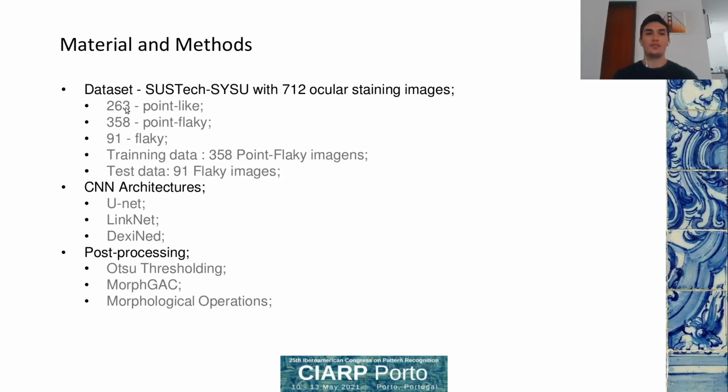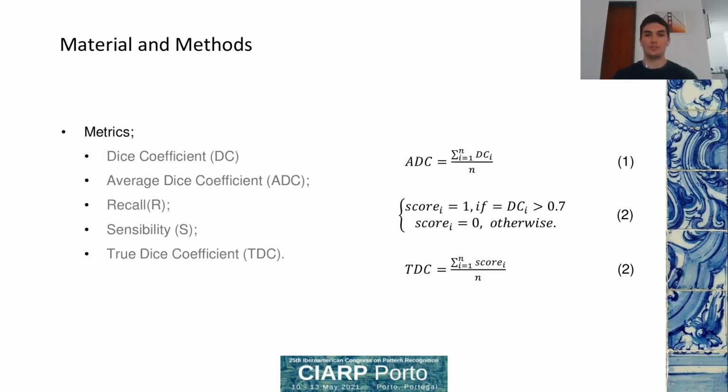The 263 point-like images don't come with the ground truth from the data set, so it wasn't possible to use them in our experiments. Also, we tested post-processing techniques such as auto thresholding, morphological GAC, and morphological operations.